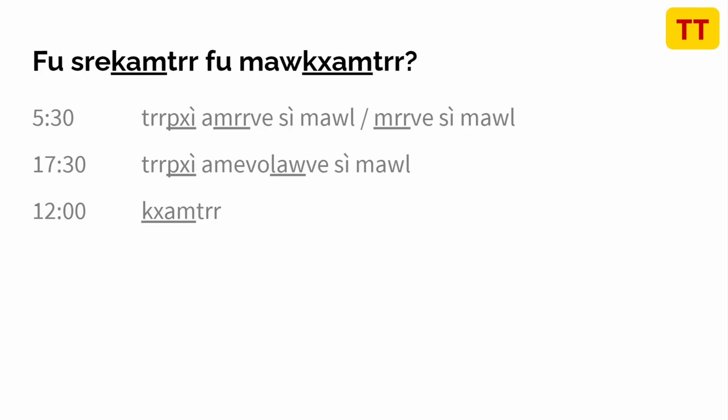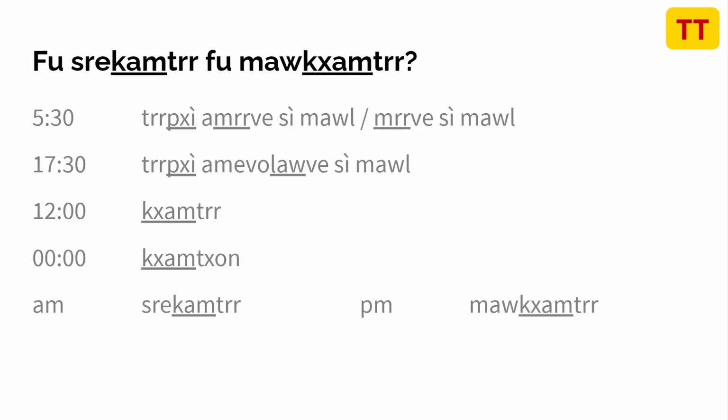For 12, so exactly 12 noon, you can use kamtr, which is the middle of the day. And for 0, just midnight, you can use kamton, which is just midnight. As I said, we can use srekamtr to indicate AM and maukamtr to indicate PM if we want to talk about, like, if we want to use the 12-hour system and want to disambiguate them.